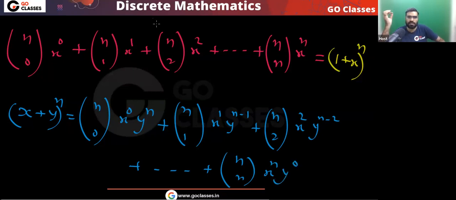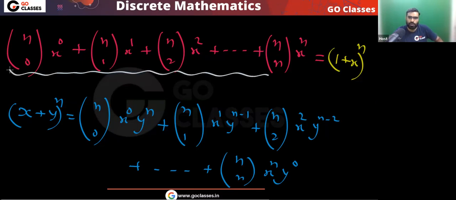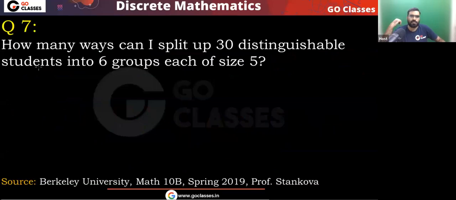So this is the equation. Is this point clear? This is a simple equation, and the proof also we have seen. This is the binomial theorem. In class we have seen the proof also, everything we have seen in the class. Okay, so let's see this one.